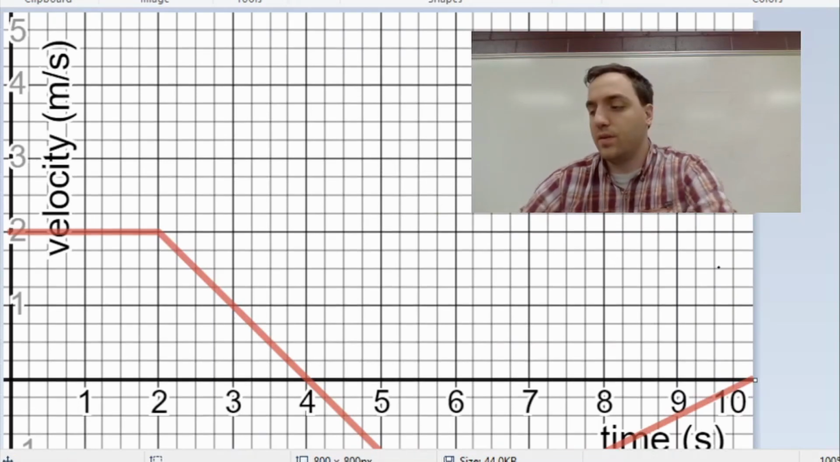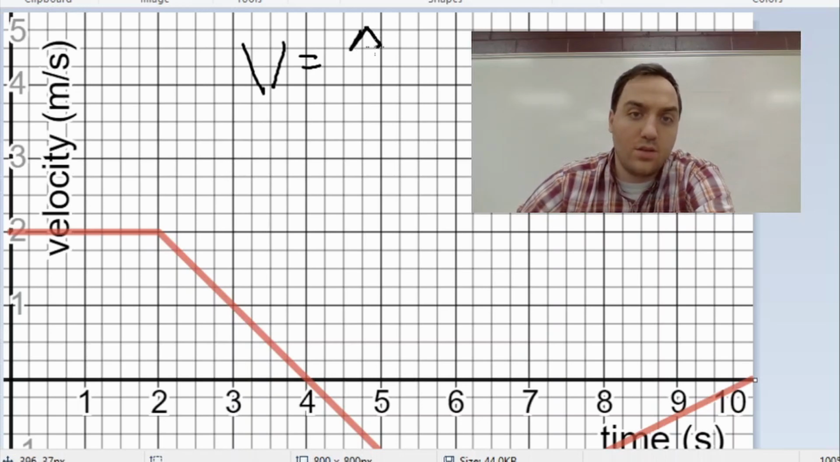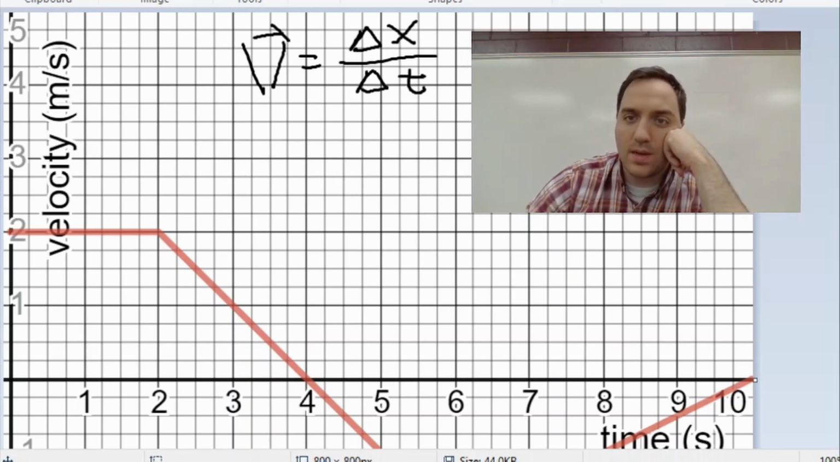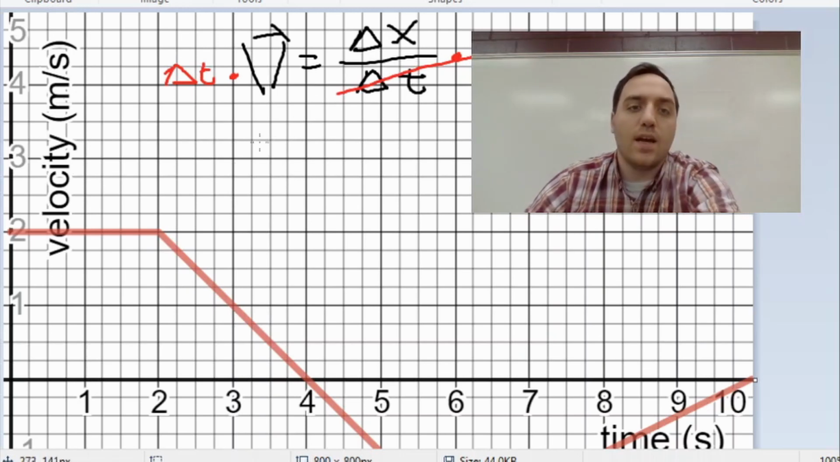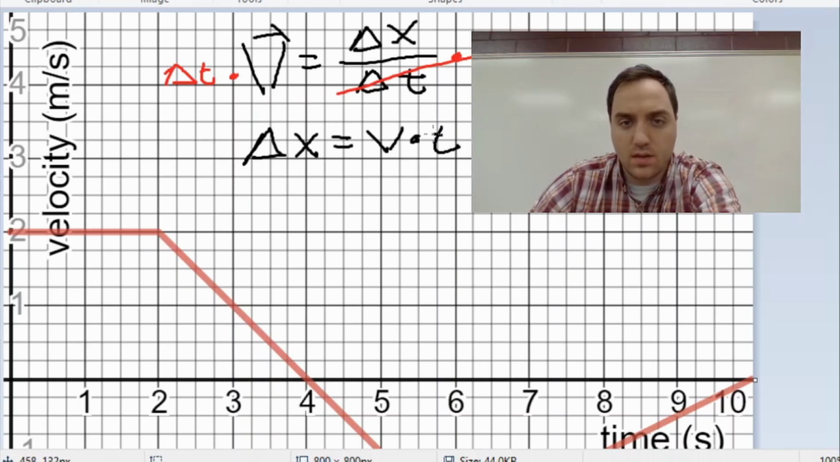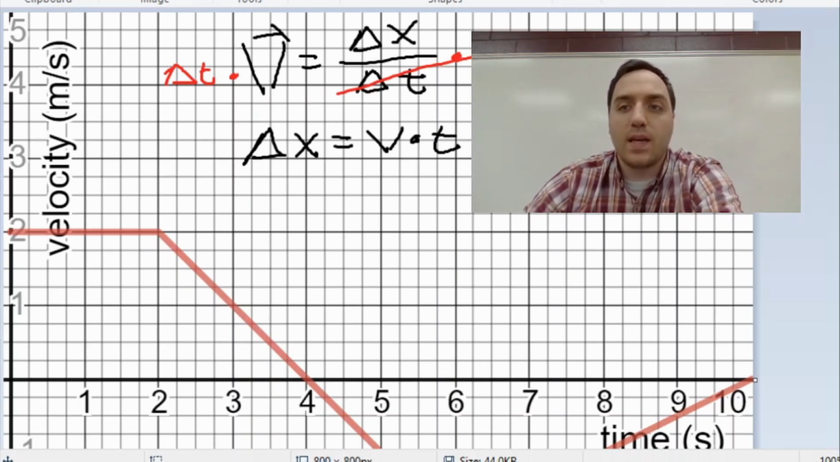Not too long ago, we defined velocity as the change in position over your change in time. If we rearrange this, multiply both sides by time, cancels out over here, we get instead delta x, or your displacement, equals velocity times time. And this is where we can get clever.